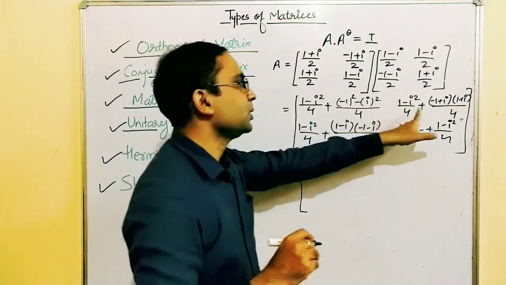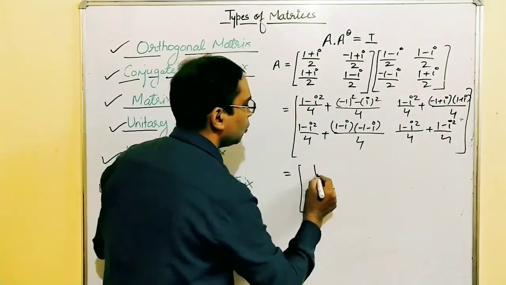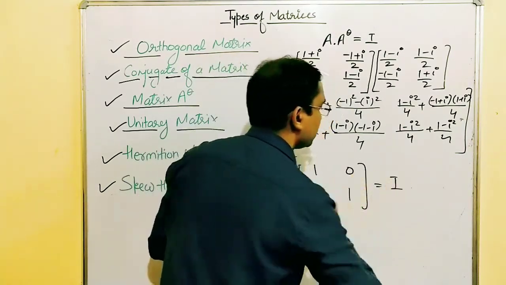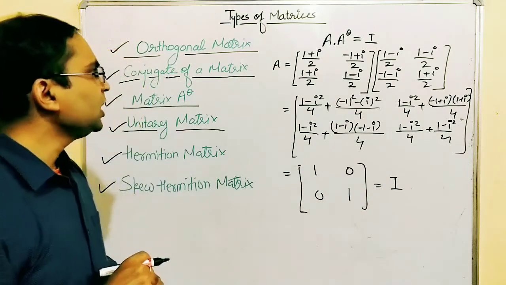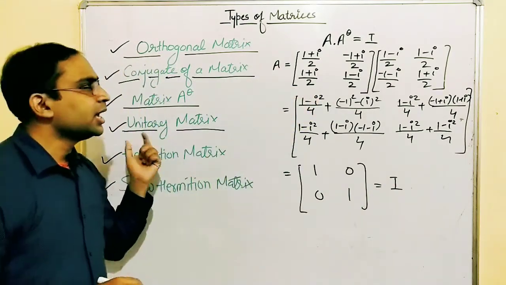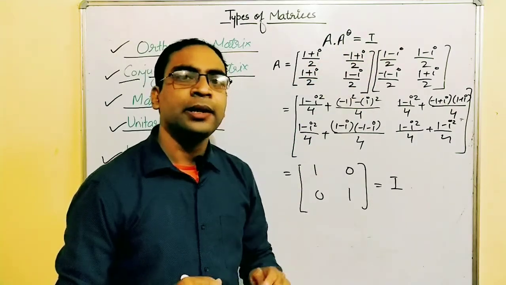1, this is 0, this is again 0, and this is again 1. So we have 1, 0, 0, and 1. So we have the identity matrix. So hence we can say that the given matrix A is the unitary matrix, as the product of A with A theta is an identity matrix.